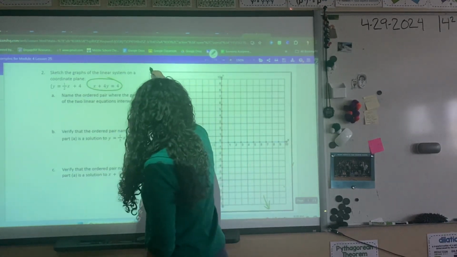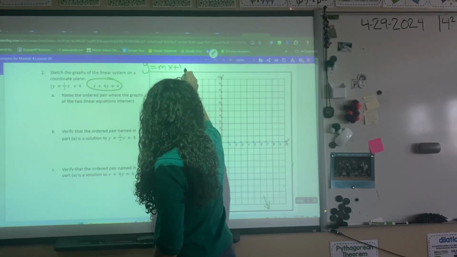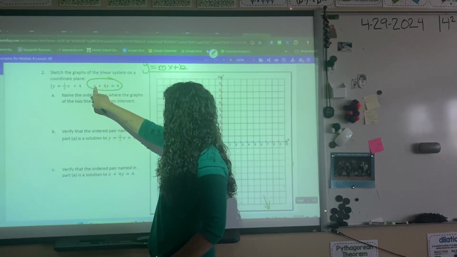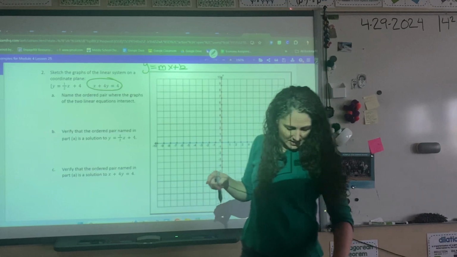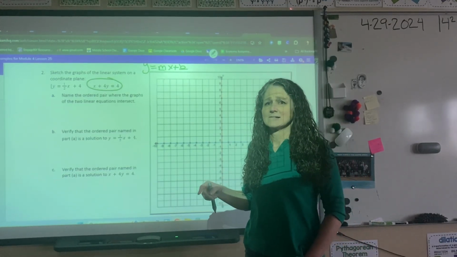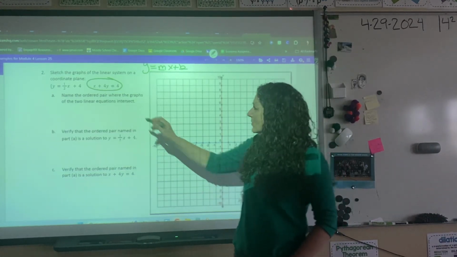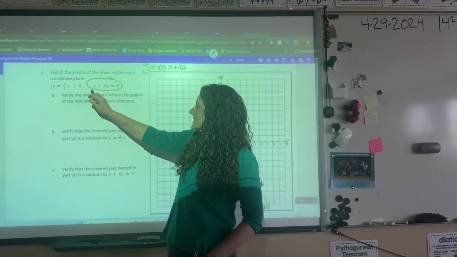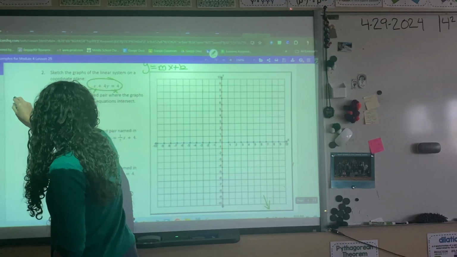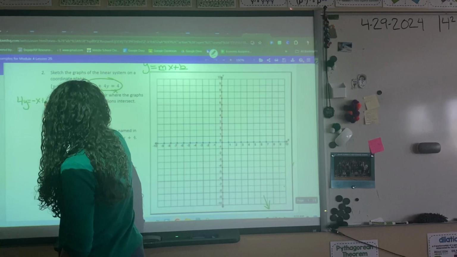We know that slope-intercept form is y equals mx plus b. M is the slope, b is the y-intercept. So I need to get this x away from that y. Coulter, how do I get that x away from that y? Well, what's happening between the x and the 4? You subtract. So we're going to subtract x. So we have 4y equals negative x plus 4.